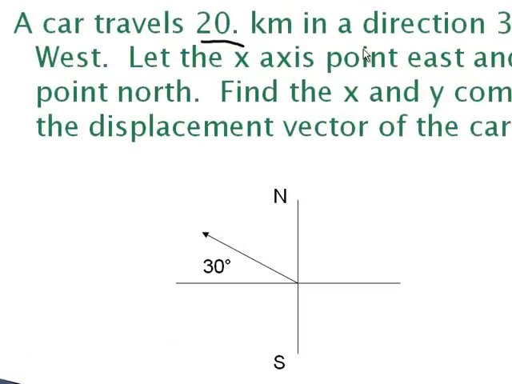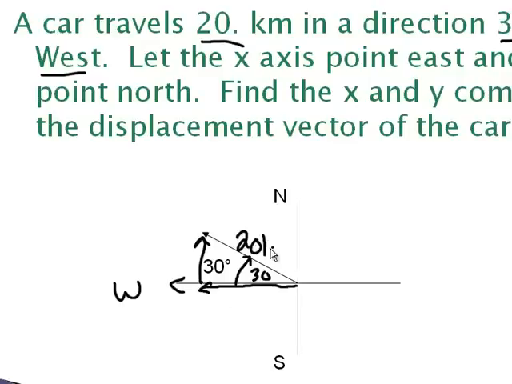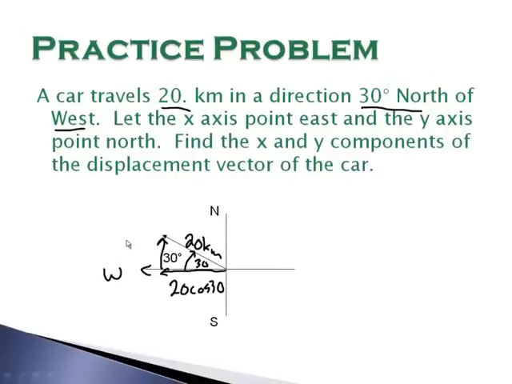So, a car travels 20 kilometers in direction 30 degrees north of west. So this is west. North of west means north of west. So 30 degrees is going to be here. Find the x and y components of the displacement. So I need to find my x and I need to find my y. So if this is 20 kilometers overall, this would be 20 cosine 30, and this side would be 20 sine of 30.